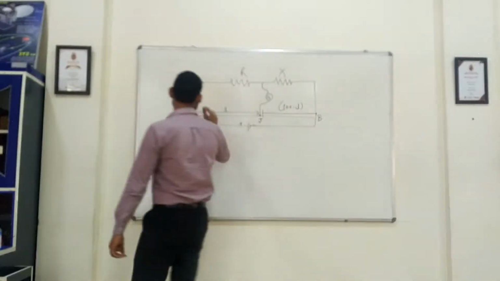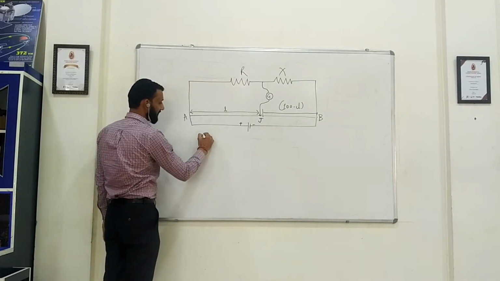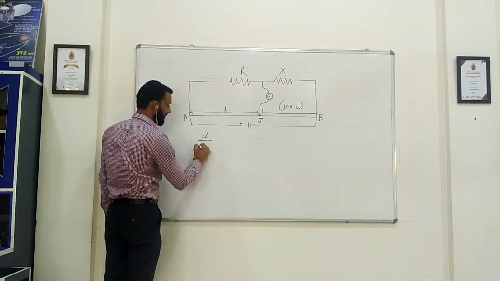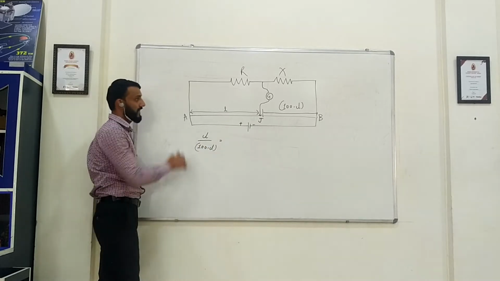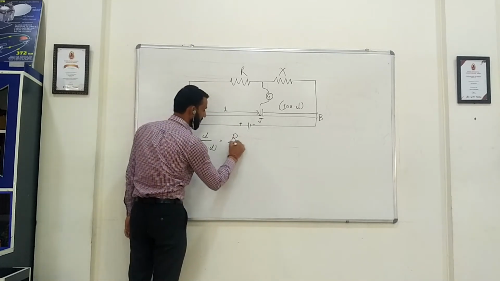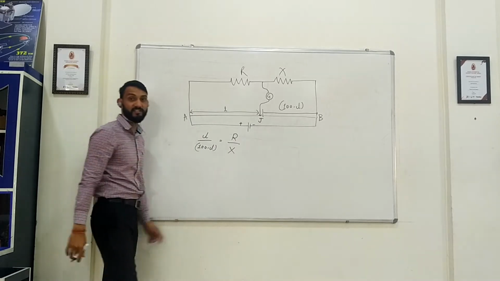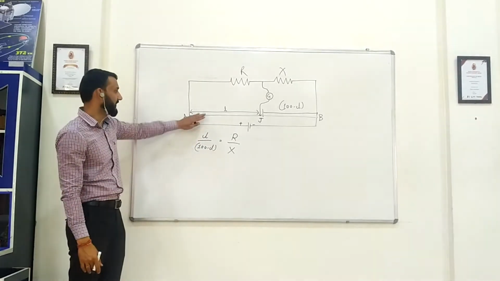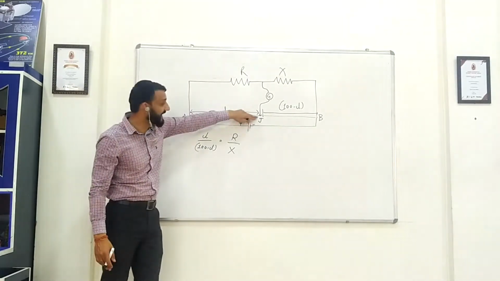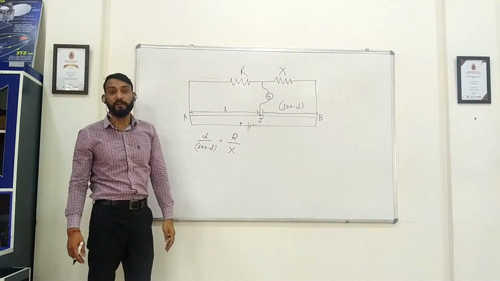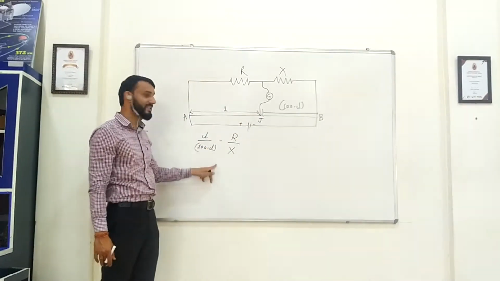So we all know that P by Q, which is L by 100 minus L, is equal to R upon S. Instead of S it is X, because it is given in the question that at point J the galvanometer shows no deflection. So it means this is the balancing condition.